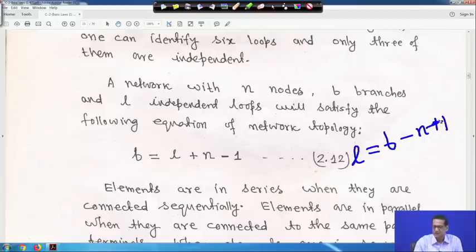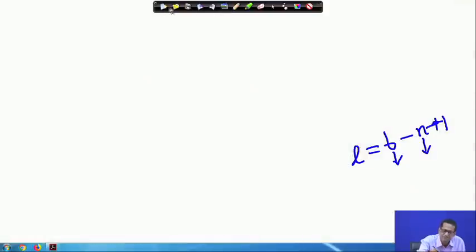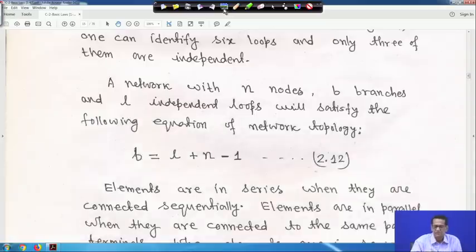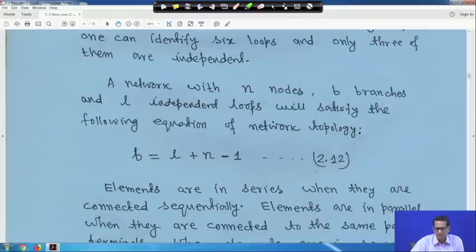This is plus 1, right. That means if you know the number of branches, suppose B is known, and if you know the number of nodes, then you can easily find out how many independent loops there will be. So, let me clean it. Right. So, this is equation 12, it is actually topic 2, chapter 2. So, it is 12, right.